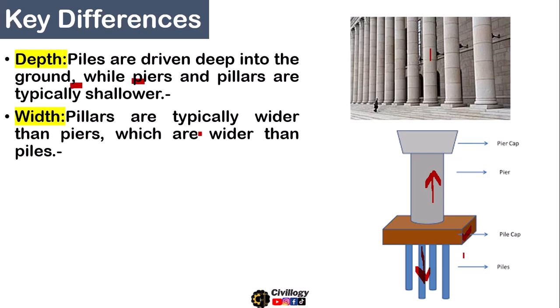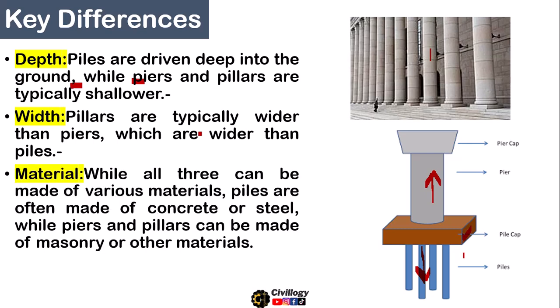Width. If we discuss in terms of width, pillars are typically wider than piers, which are wider than piles. Let us differentiate on the basis of material. While all three can be made of various materials, piles are often made of concrete or steel, while piers and pillars can be made of masonry or other materials.